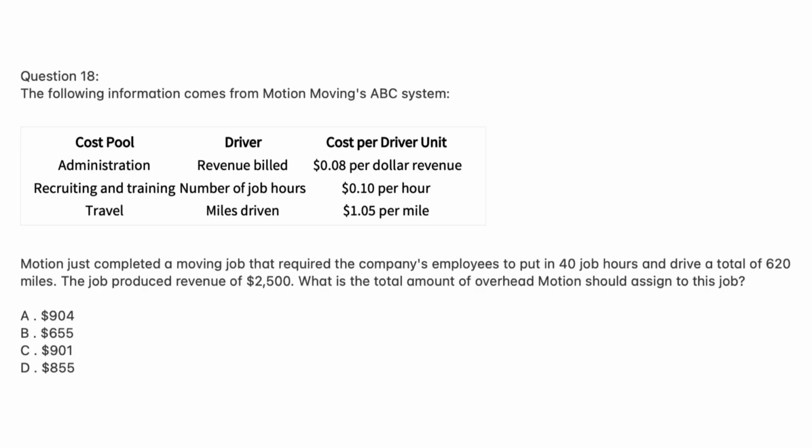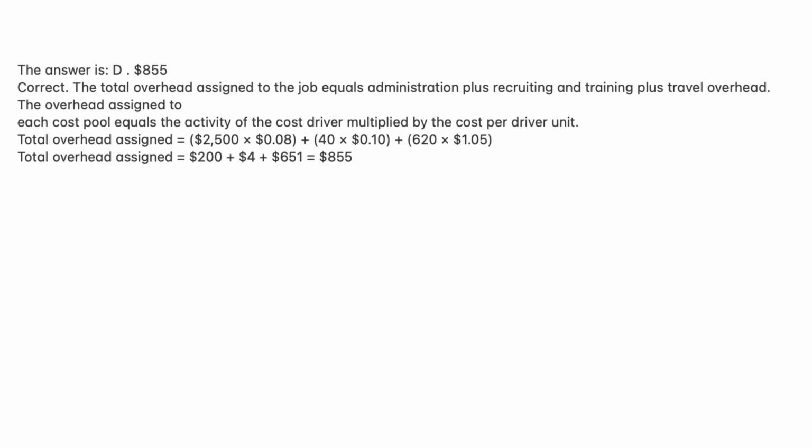Question 18. The following information comes from Motion Moving's ABC system. Cost pool, driver, cost per driver unit. Administration, revenue billed, 8 cents per dollar revenue. Recruiting and training, number of job hours, 10 cents per hour. Travel, miles driven, $1.05 per mile. Motion just completed a moving job that required the company's employees to put in 40 job hours and drive a total of 620 miles. The job produced revenue of $2,500. What is the total amount of overhead Motion should assign to this job? The answer is D.